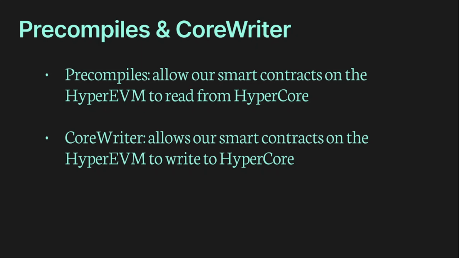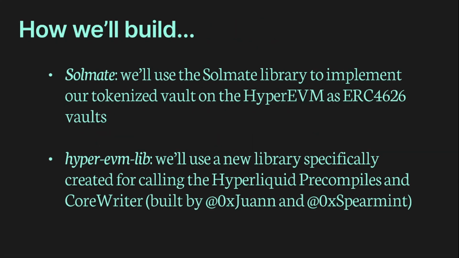And then with CoreWriter, this is a great unlock. This allows us now to write from the HyperEVM to HyperCore. So we can now swap spot tokens, we can open perp positions, and we can deposit into vaults, withdraw from vaults and so on. And as you can see, that's how our tokenized HLP vault is going to work.